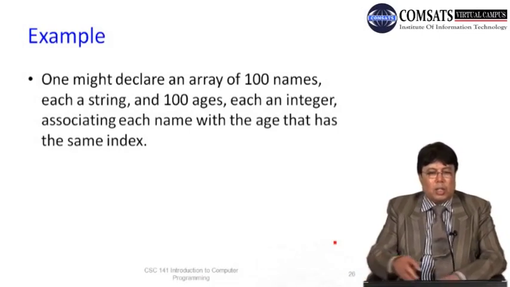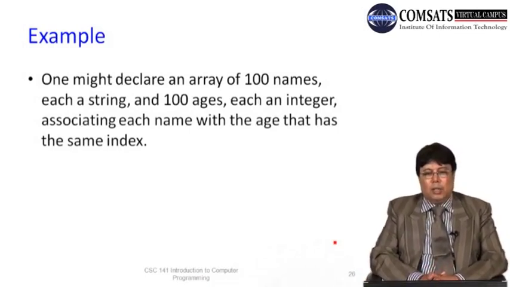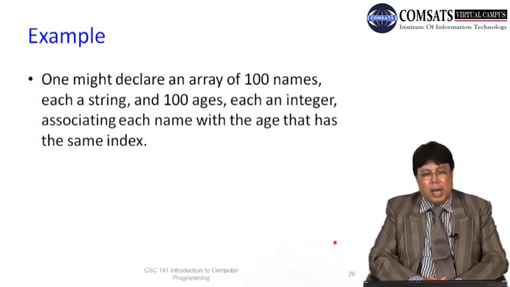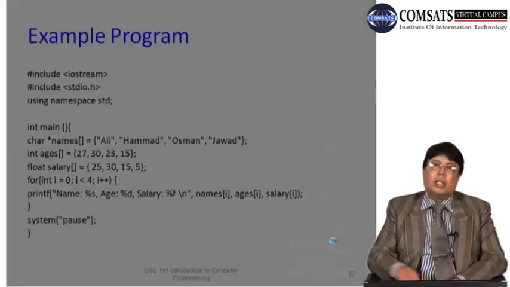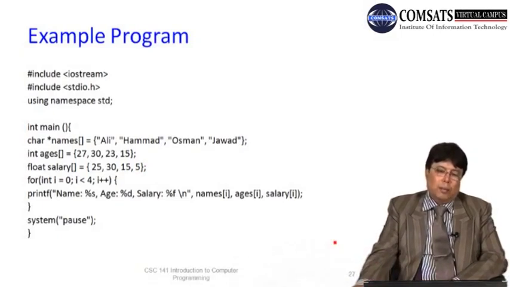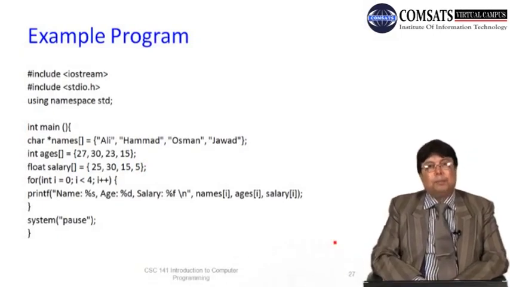और उसके भी I can just give you an example that you can declare an array of 100 names, each a string, and 100 ages, each an integer, associated with each name with the age that has the same index. Okay, so this is the example.